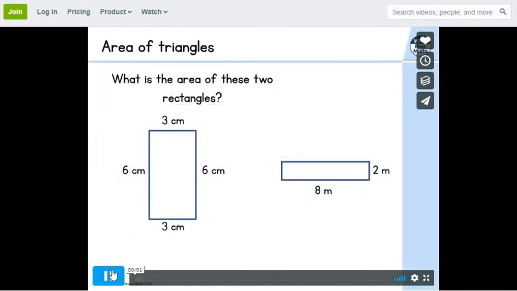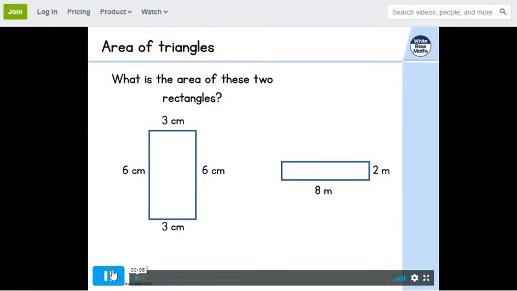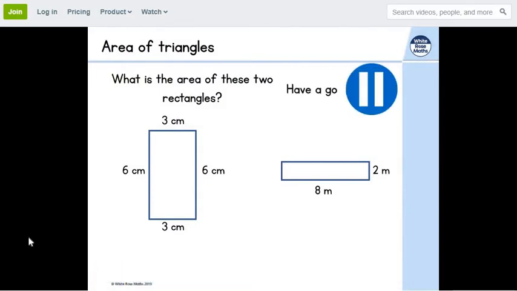Hello there and welcome back. Today we're going to have a look at finding the area of triangles. But we're going to start off with a bit of a review. So we've got 2 rectangles here. Can you find the area of them? So pause the video, have a go at that first.